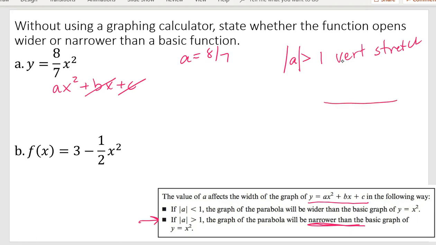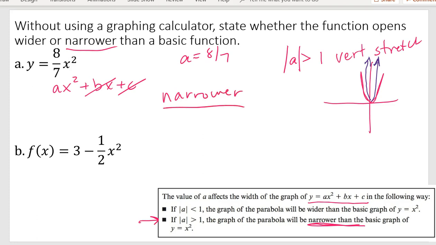So if you think about that, what that means is if you have a function, you grab the two ends of the y-axis and stretch it, you'd see that the parabola would get more narrow. It would be vertically stretched. In this chapter, they just use different words. So we know vertical stretching makes it narrower. So we'd say it's narrower than a basic function.